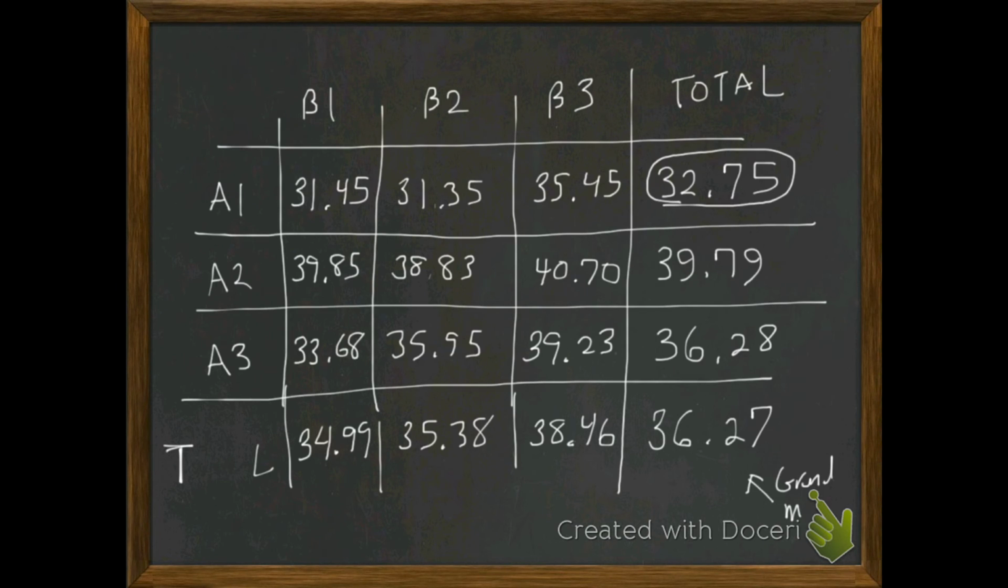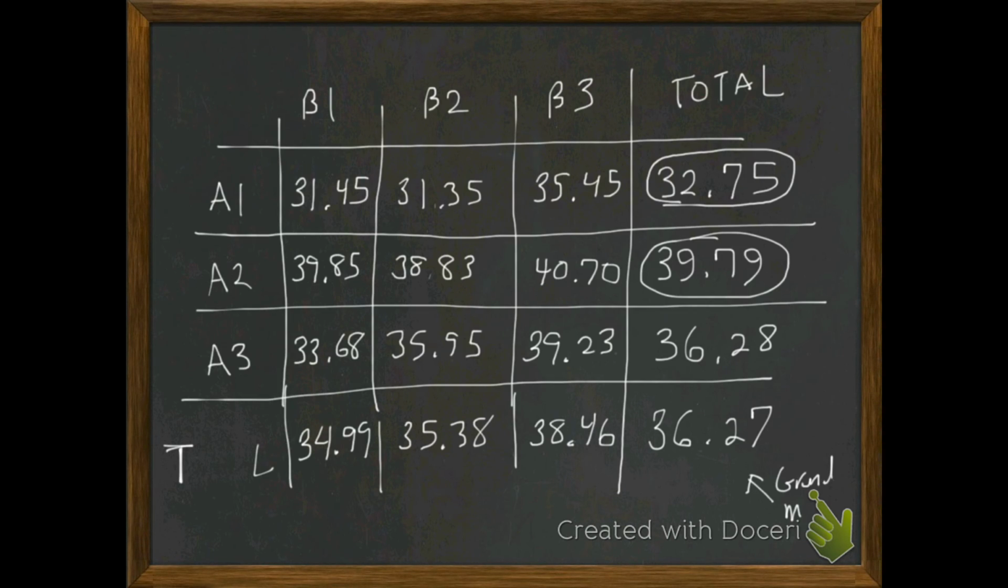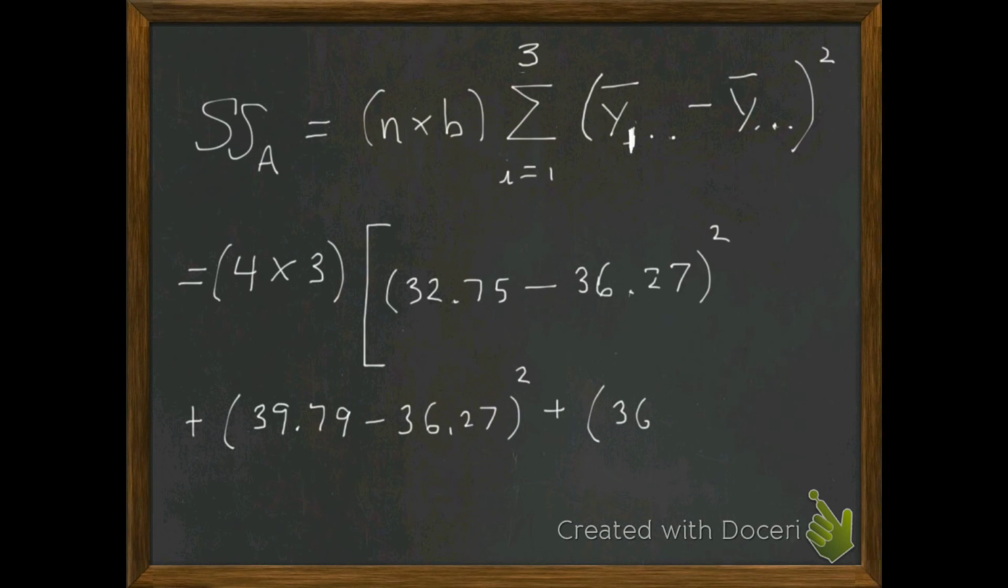plus 39.79 minus the grand mean, squared, plus 36.28 minus 36.27, squared. And guys, I'm going to leave the calculations for you.